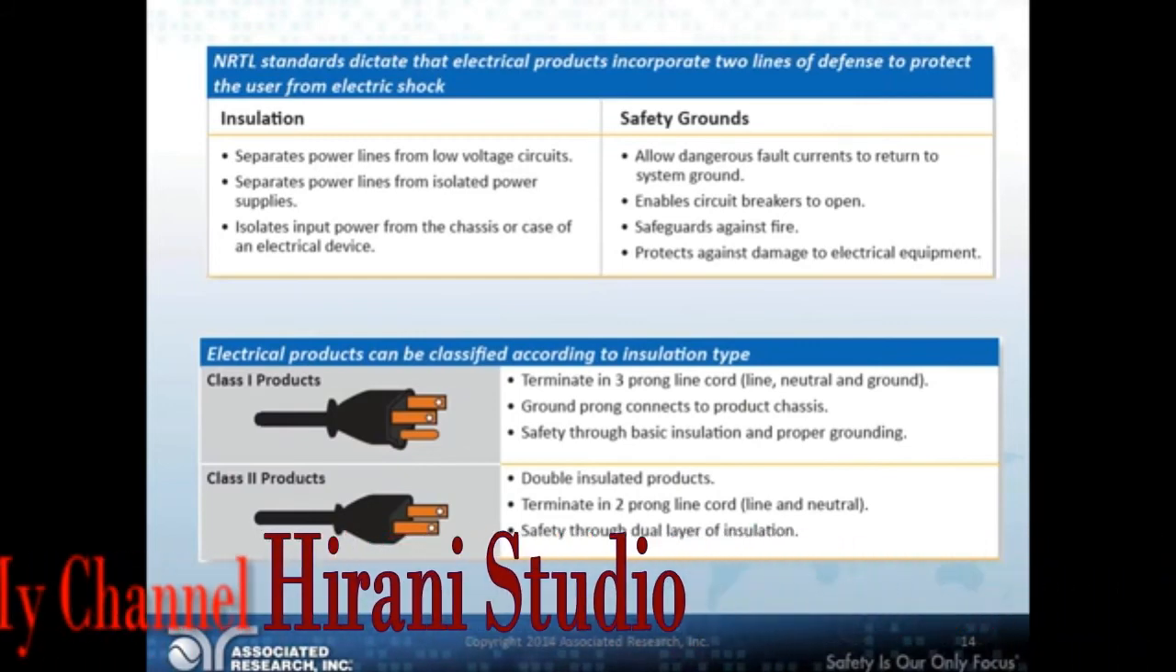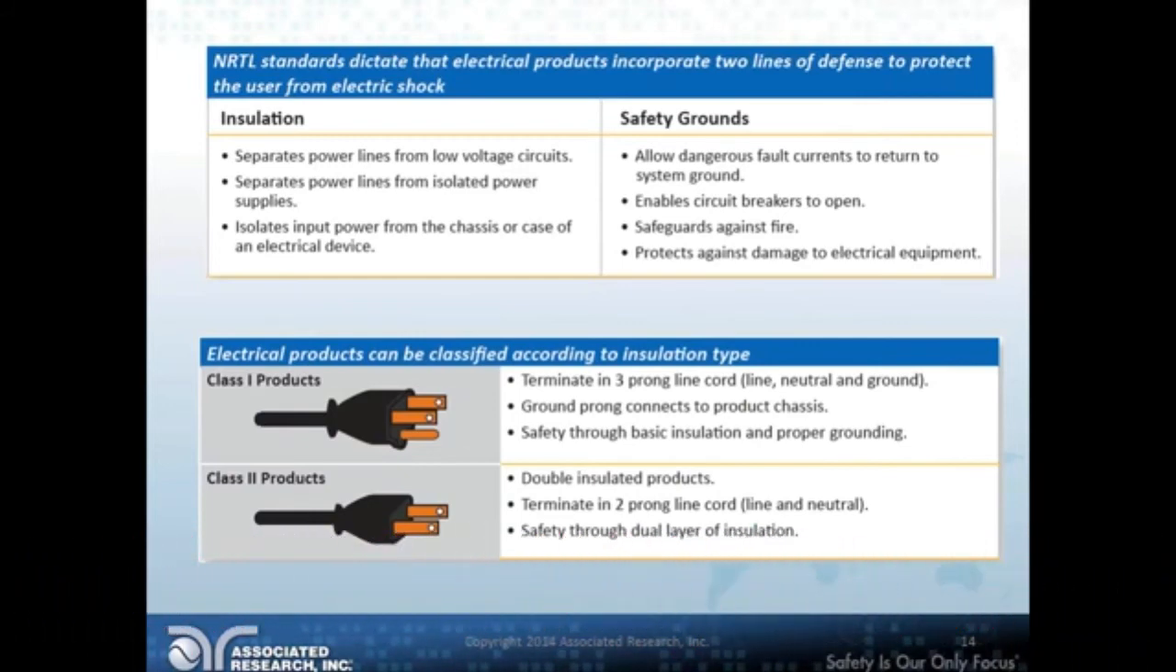Now, as I mentioned before, and I kind of already talked about this when I was talking about my toaster, electrical products can be classified according to the insulation type. The main ones are Class 1, Class 2. Again, there are others, but we're not really going to go into them in depth right now. A Class 1 product terminates in a 3-prong line cord, which basically is a line or a hot, a neutral, which is your return path for current, and a safety ground. That ground prong connects to your product's chassis, so that if something does happen, dangerous fault currents can flow back to ground without posing a hazard to you.